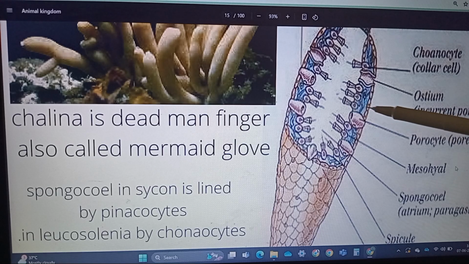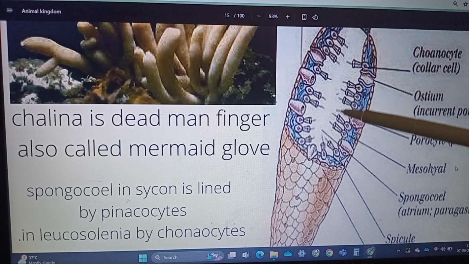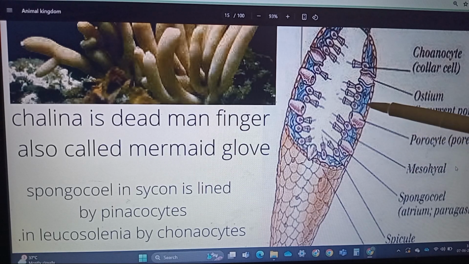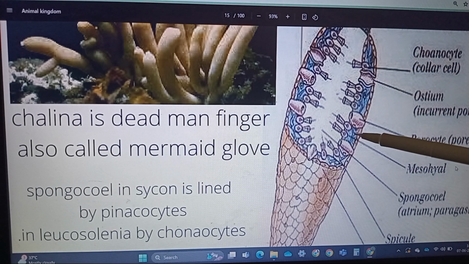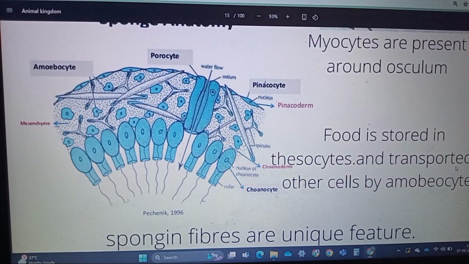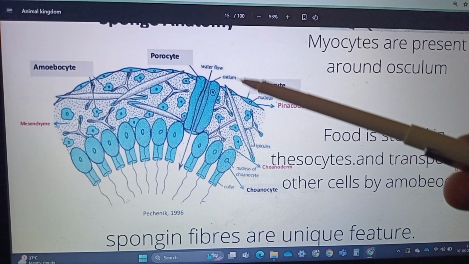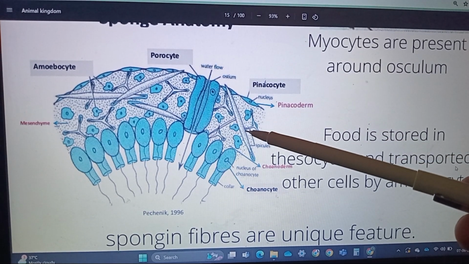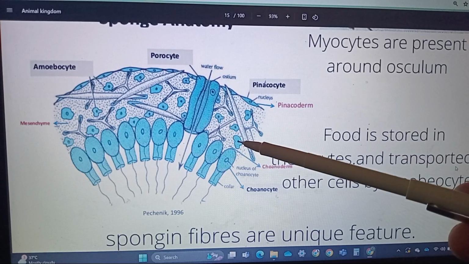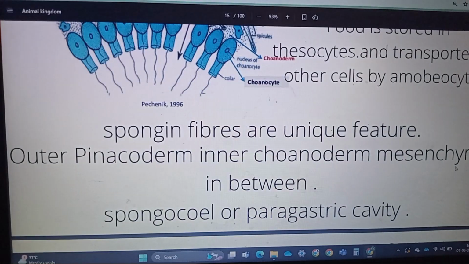In between the two layers there are spongin fibers or the spicules which make the endoskeleton. Along with them the cells called archaeocytes are present, which are totipotent cells and they can regenerate to make the other cells. Here in this picture these choanocytes are shown. These are the pinacoderm, these are the spicules and spongin fibers, these cells are the amoebocytes. The spongin fibers are the unique feature of the sponges.